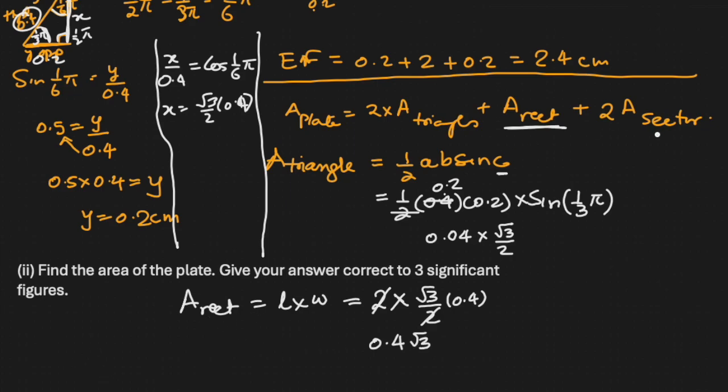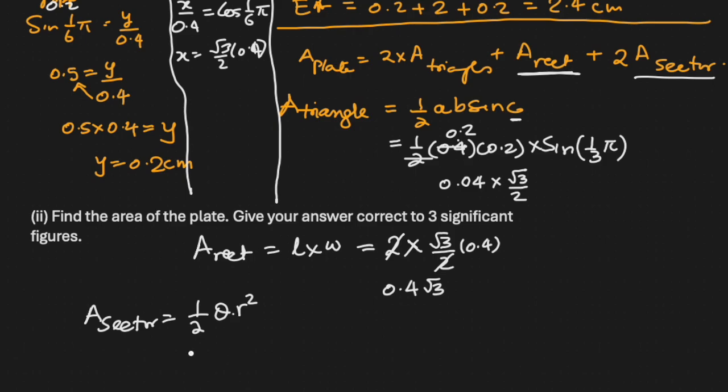Now left is the area of the sectors, and we have to double that, as we also have to double the area of the triangle later on. The area of a sector is half theta r squared. Yes, this is the formula for any sector. Half, theta, the angle is 1 over 3 pi.